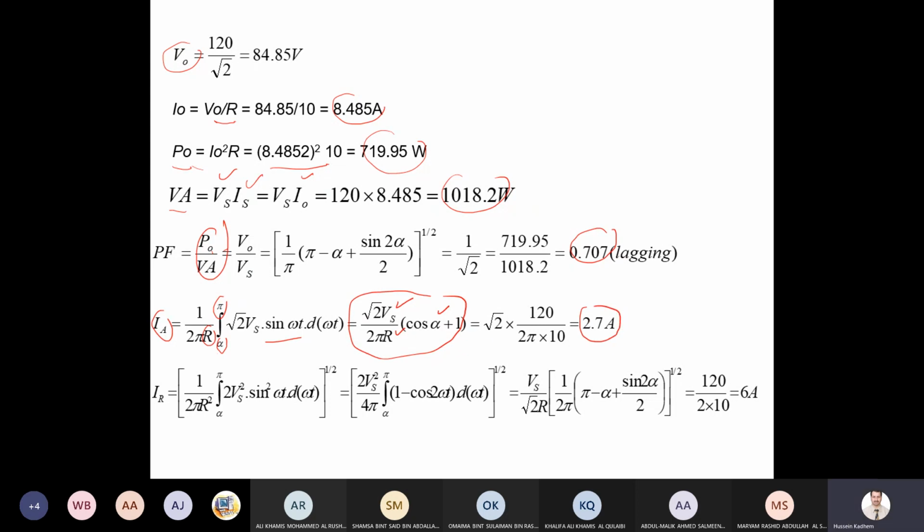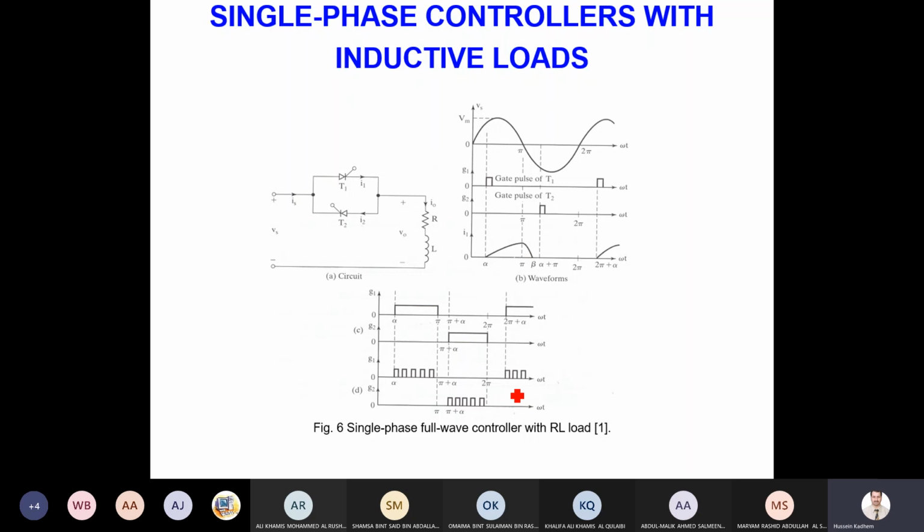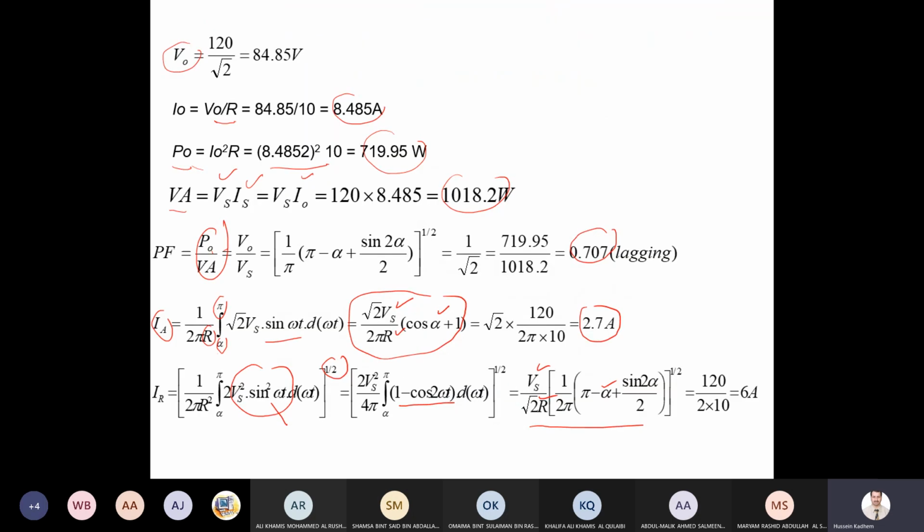We just need to substitute. We got the current. For RMS, we repeat the same discussion here, but squaring the voltage and taking the square root. We need to convert sine squared using trigonometric integration from the table. And then we got the integration and the formula here. Again, the formula contains Vs, R, alpha. We have all of them. We just need to substitute to find the current. I will stop with this circuit to be continued in the next session.